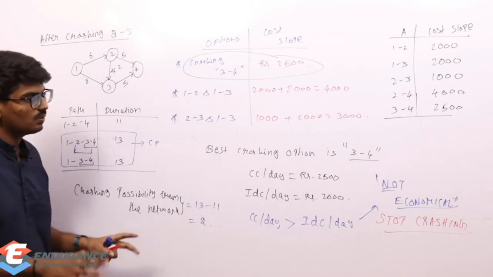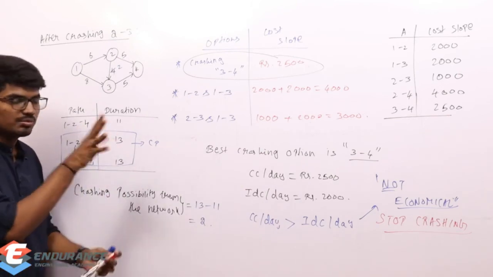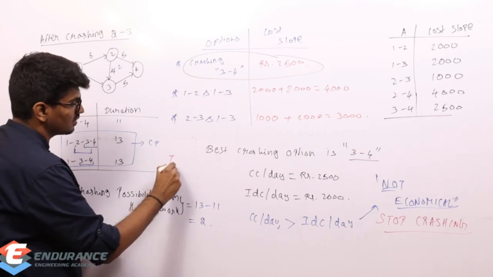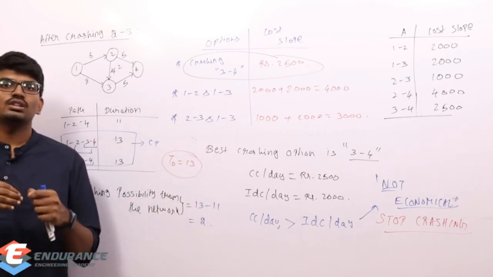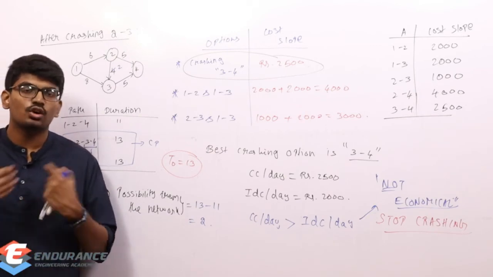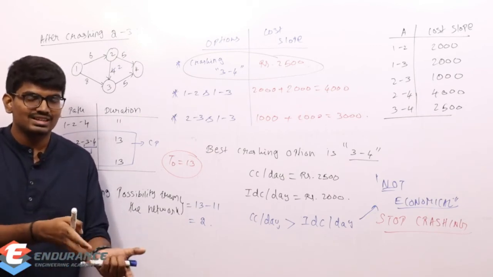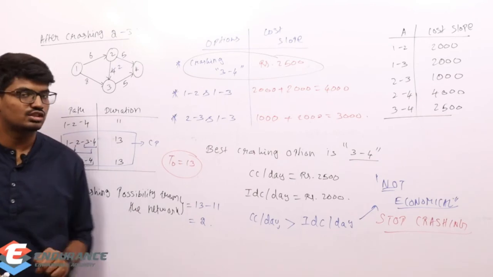Okay, so now we found out the optimum duration. Optimum duration is T0, which is going to be 13. Optimum duration is 13. Now what is going to be the total cost? Without crashing, how much is the total cost? And now with crashing, after crashing, how many days I crashed? I crashed 2 days, right?